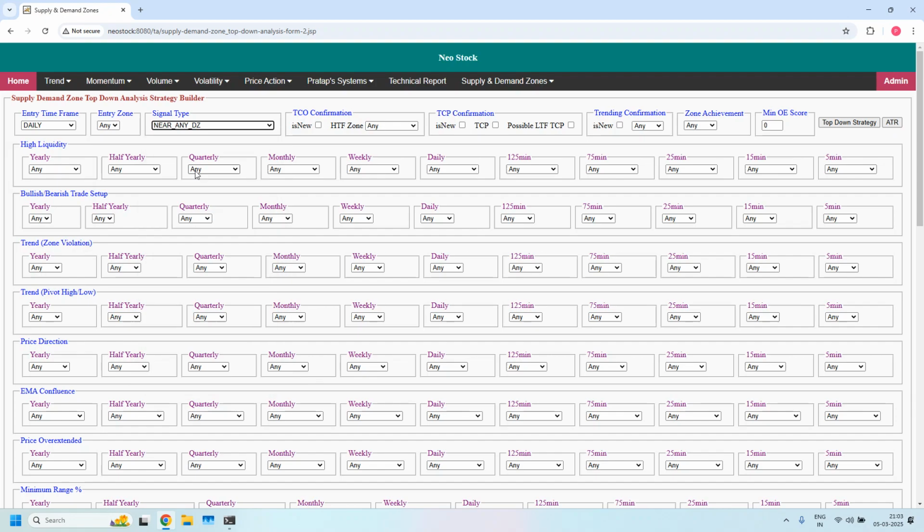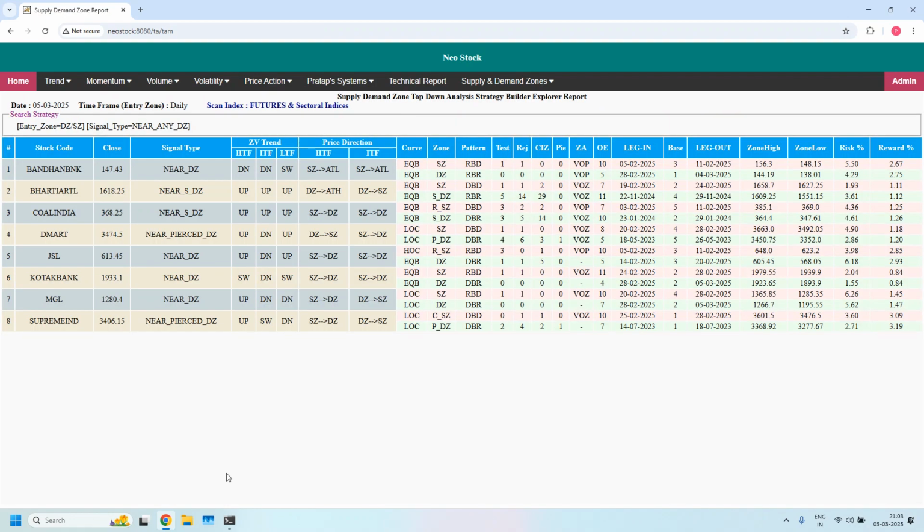Stocks near daily demand zone. We got 8 stocks. Let us identify high liquidity demand zones from this list. Bharti Airtel is having a high liquidity zone, already tested 5 times and 14 rejections from this zone. Okay. Next, Coal India is having a daily high liquidity demand zone. That's it. We have two high liquidity daily demand zones from this list.